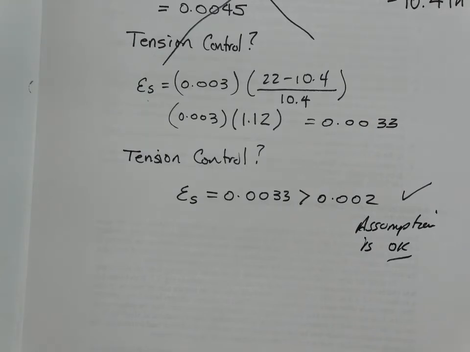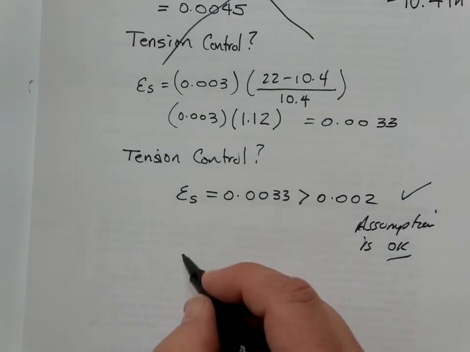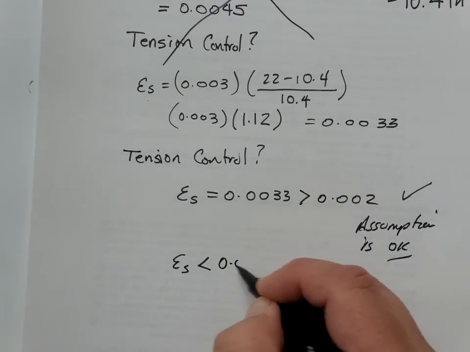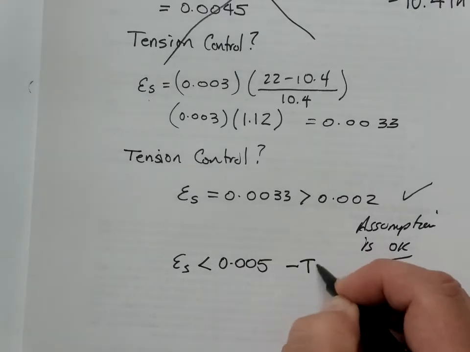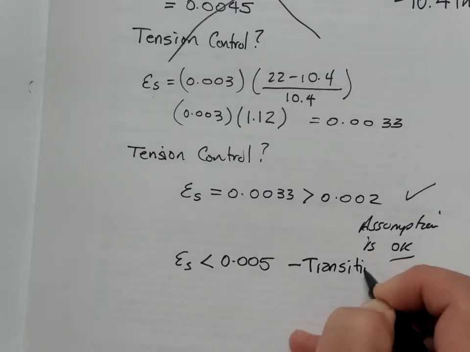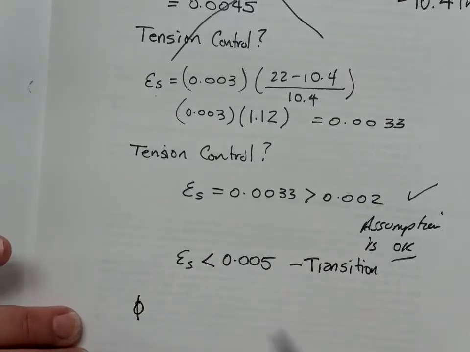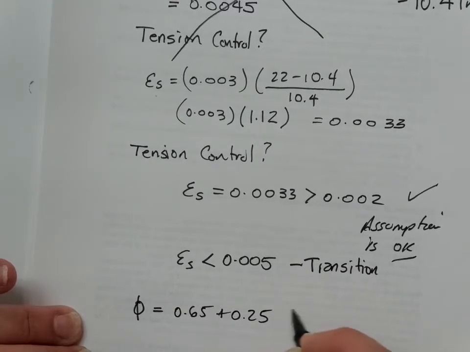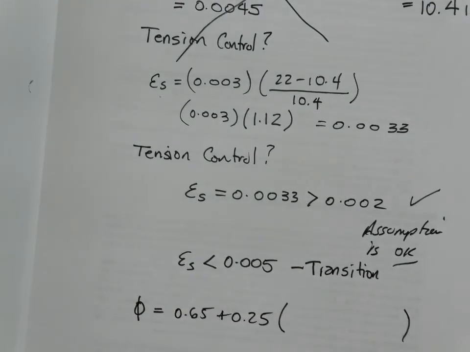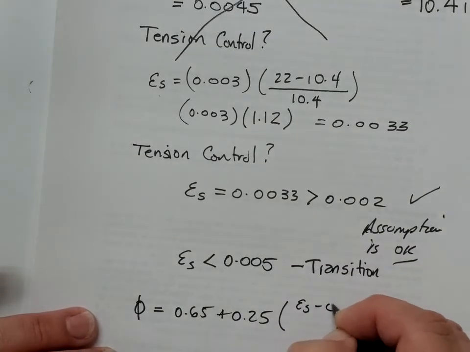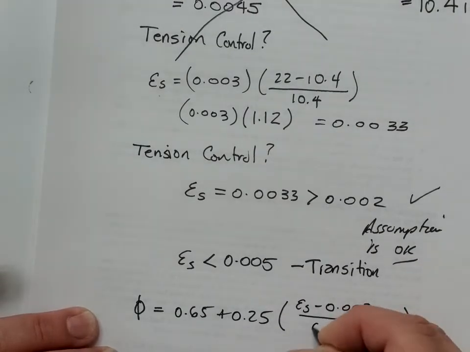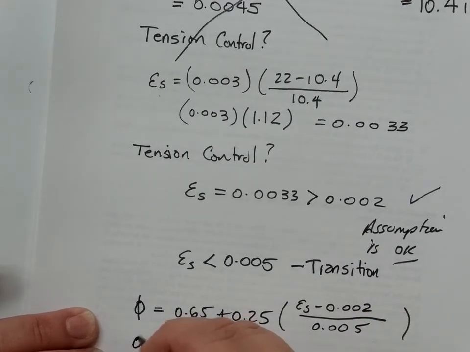Right? But the strain in the steel is less than 0.005, so we're in the transition zone. And our phi value is equal to 0.65 plus 0.25 multiplied by the strain in the steel minus 0.002 divided by 0.005, and our phi factor is equal to what?